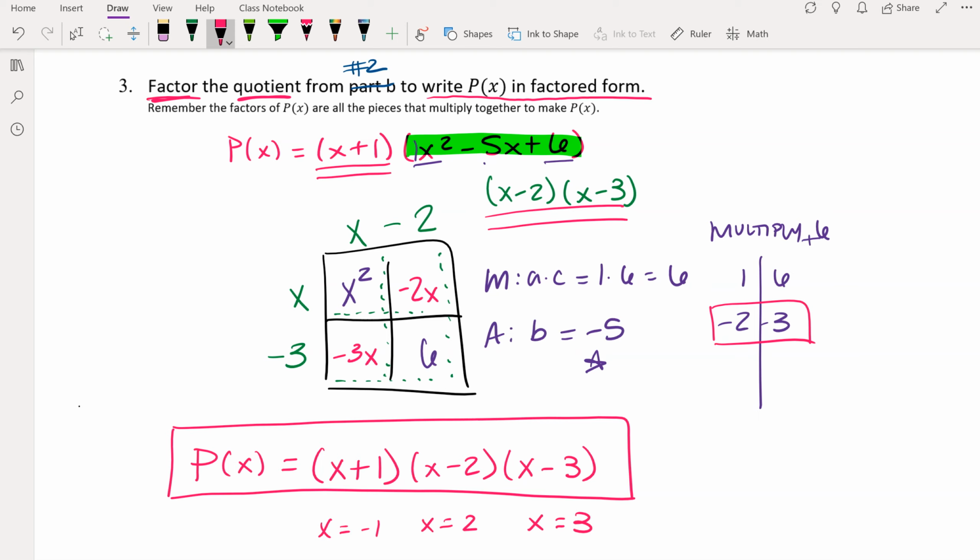Yay! Okay, we are done with remainder theorem part 2. Now let's do some remainder theorem practice.